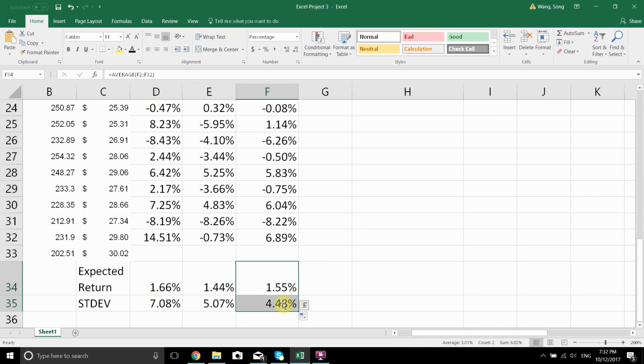As you can see here, although the return of the portfolio is kind of in the middle between Microsoft and Amazon, the individual stocks, the risk represented by the standard deviation is lower than either of these two stocks. Do you see that? The risk for Amazon is 7.08 and risk for Microsoft is 5.07.